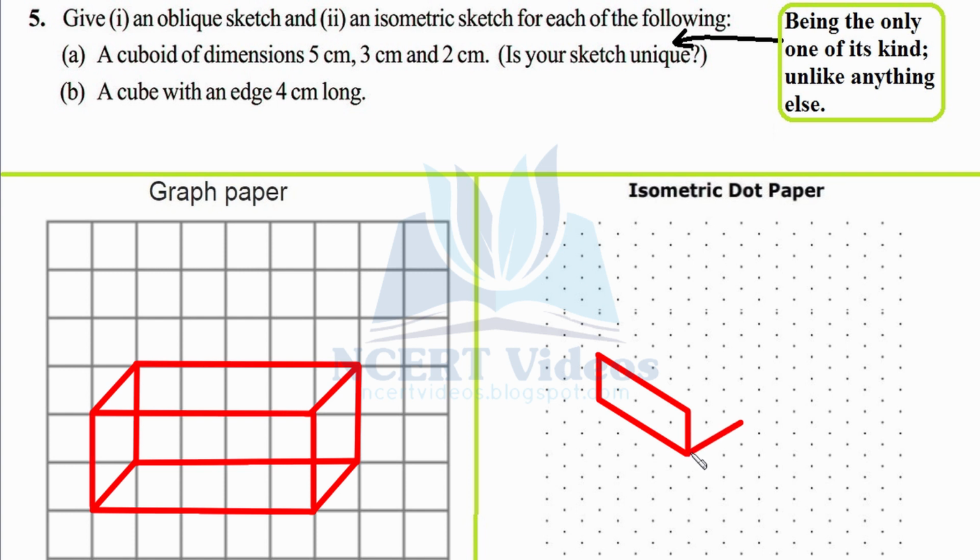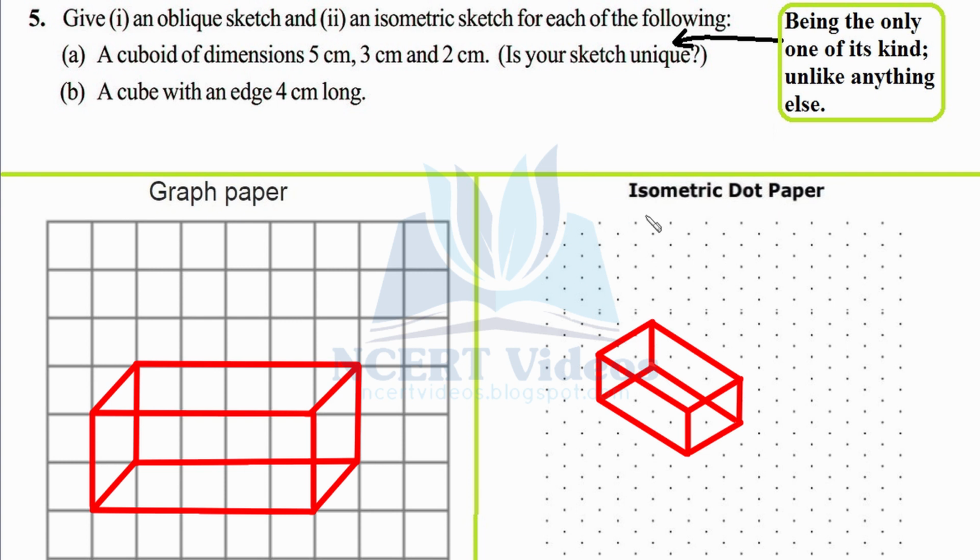So let's do it first. Next 3 dots in order to create 3 cm as our depth. Now we will create the opposite face just by connecting all the edges. So it is again a very fun process. And using isometric dot paper, it becomes easier. So this is our isometric sketch.